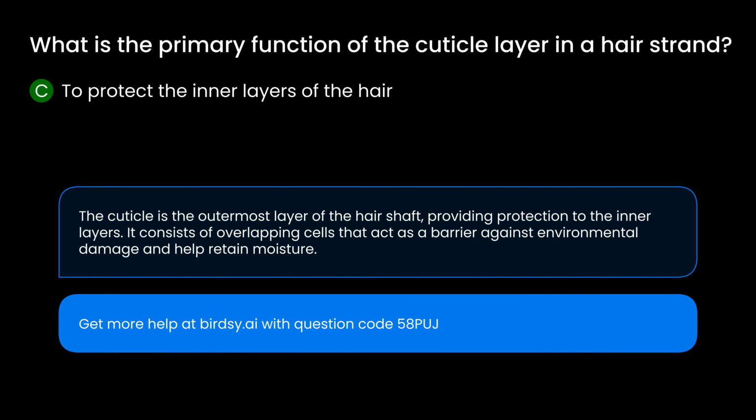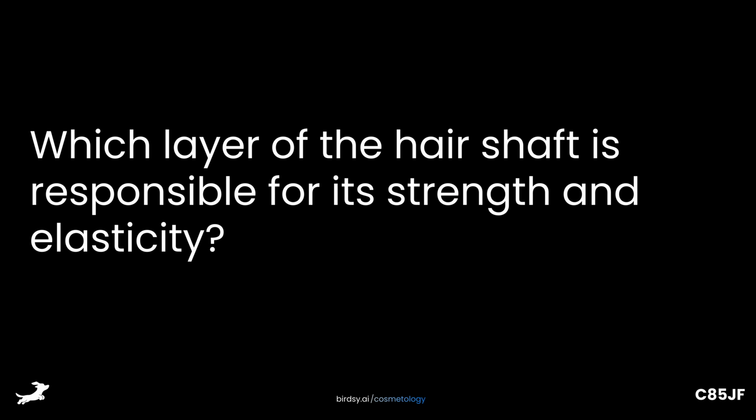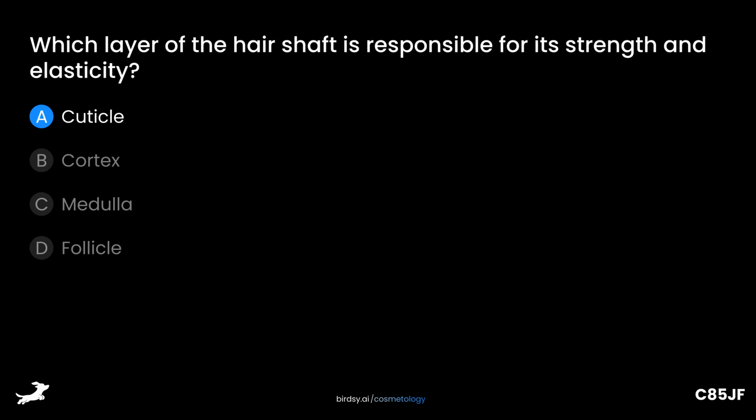The cuticle is the outermost layer of the hair shaft, providing protection to the inner layers. It consists of overlapping cells that act as a barrier against environmental damage and help retain moisture. Which layer of the hair shaft is responsible for its strength and elasticity? Is it A, cuticle, B, cortex, C, medulla, or D, follicle? The answer is B, cortex.